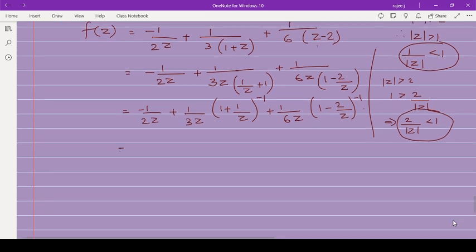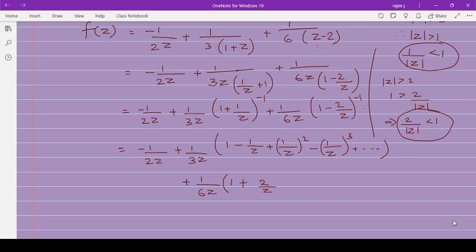Now expanding this one, this is minus 1 by 2z plus 1 by 3z, open the bracket, 1 minus 1 by z plus 1 by z square minus 1 by z cube, by power series, plus etc. Plus 1 by 6z into, and do not stop this, this is a series so it will not stop like that, so plus etc. Using the formula for 1 minus x raised to minus 1, it is 1 plus x plus x square plus x cube and so on. So this is the final answer.